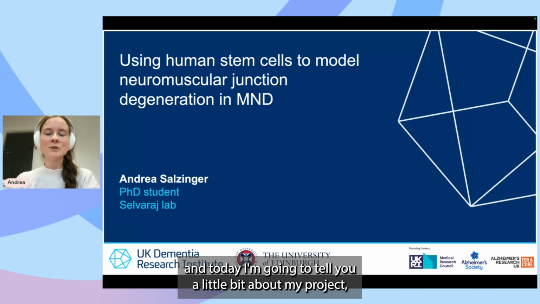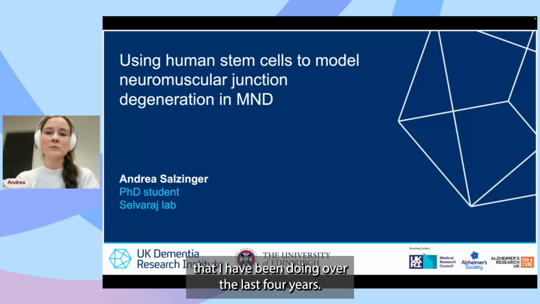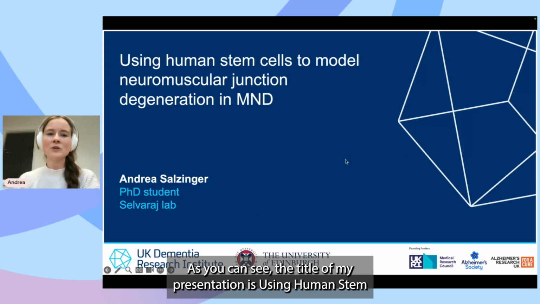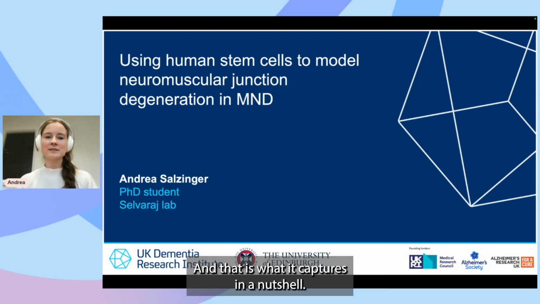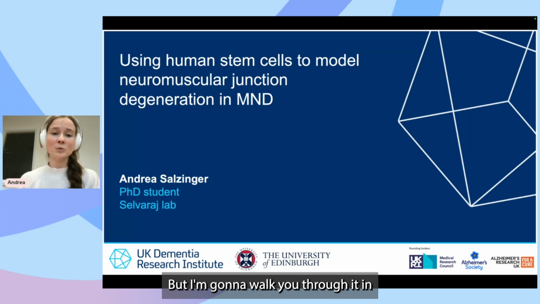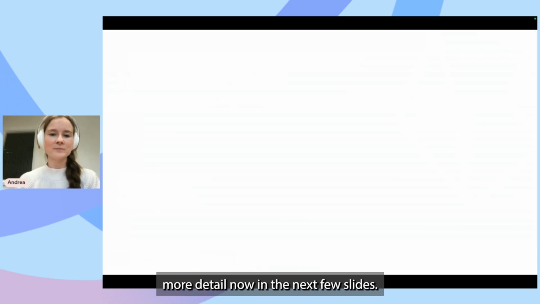And today I'm going to tell you a little bit about my project, what I have been doing over the last 4 years. As you can see, the title of my presentation is Using Human Stem Cells to Model Neuromuscular Junction Degeneration in Motor Neuron Disease. And that is what it captures in a nutshell. But I'm gonna walk you through the more details now in the next few slides.